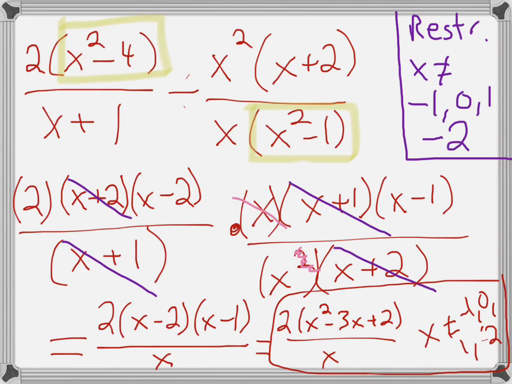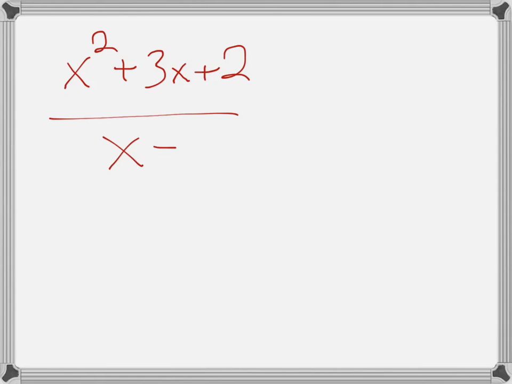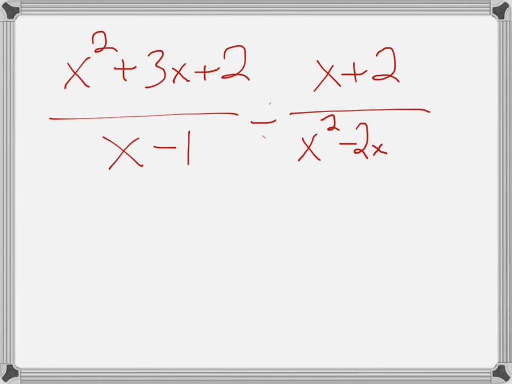Alright, let's take a look at another problem. So, your question here is to simplify x squared plus 3x plus 2 over x minus 1 divided by x plus 2 over x squared minus 2x plus 1. So, pause your video and answer this.